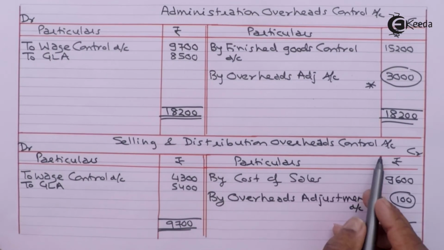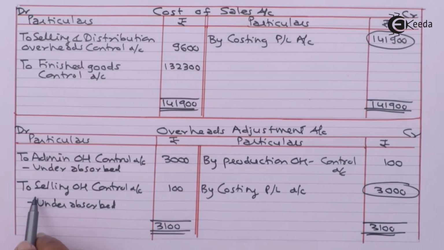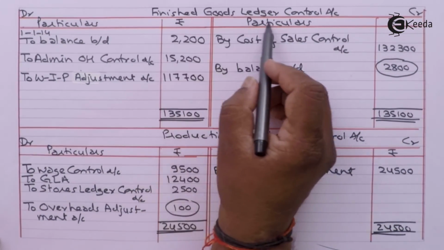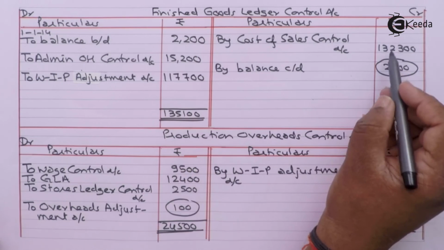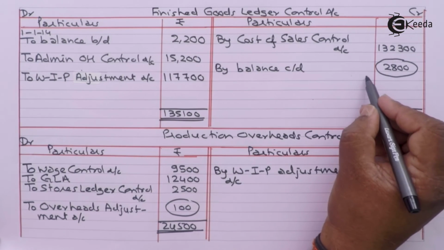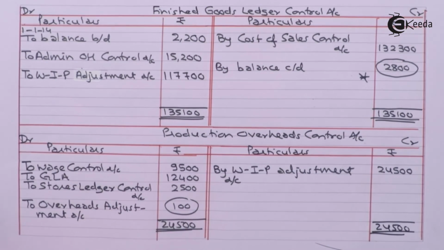Selling and distribution overheads, total of debit minus total of credit. You are getting balancing figure on credit side. Again there is under recovery of 100 rupees. This will be debited to overhead adjustment account, to selling overheads control account 100 under absorbed. Finished goods ledger control account, total of debit minus total of credit. We are getting balancing figure 2,800 on credit side. This is closing stock of finished goods. This will be transferred to trial balance.